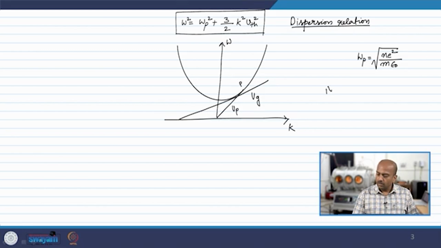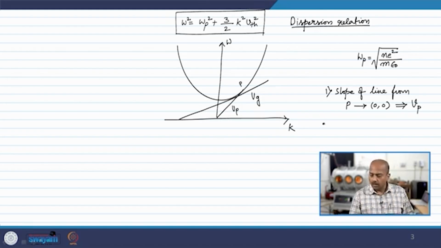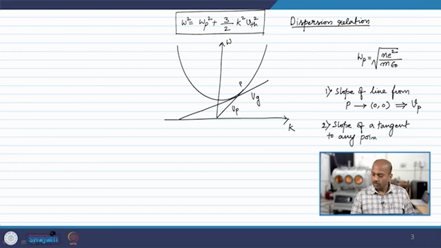So, here the slope of a line from the point P to the origin gives you the phase velocity, and the slope of a tangent to any point on the curve gives you the value of Vg, the group velocity.